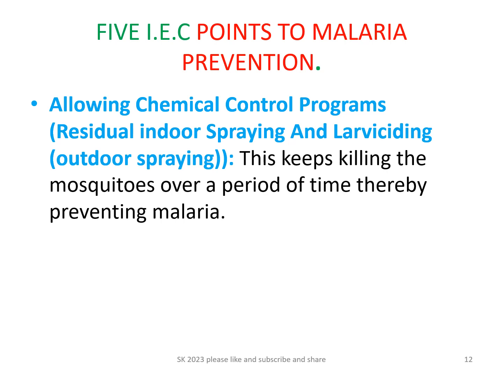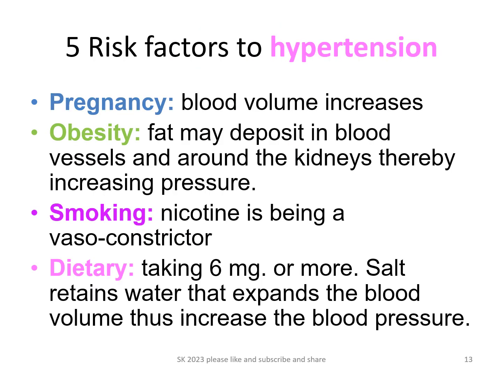Okay, now if we know our risk factors, are we able to come up with preventive measures? There's a task there. Risk factors to hypertension. Pregnancy. We know that pregnancy increases blood volume for the mother and the baby because of the increased demand. So this will in turn cause hypertension.